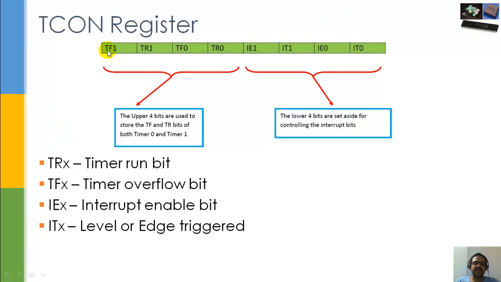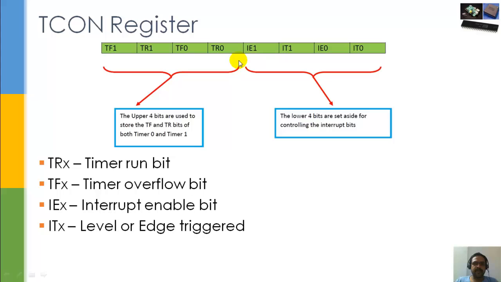TF stands for timer flag. TR stands for timer run. IE stands for interrupt enable. IT stands for edge triggered or level triggered. Again I'm repeating. TF stands for timer flag, TR stands for timer run. IE stands for interrupt enable, and IT is for level triggered or edge triggered. The suffix 1, 0 always indicate whether it is associated with timer 0 or timer 1.